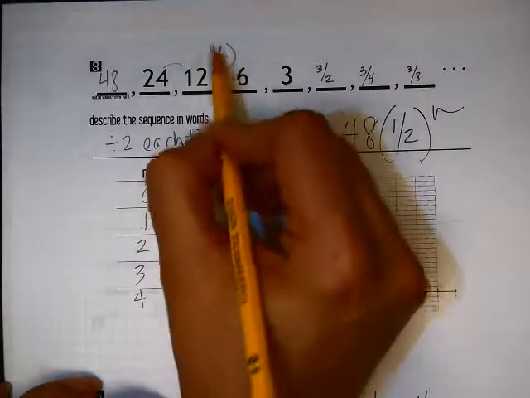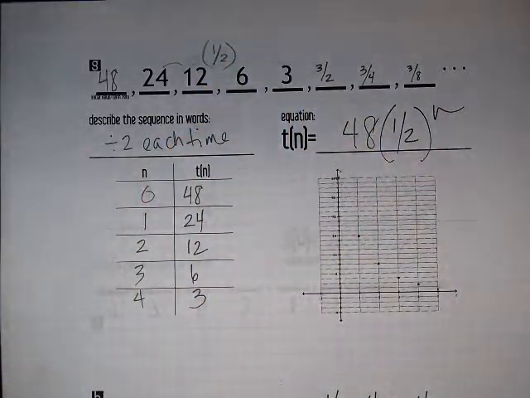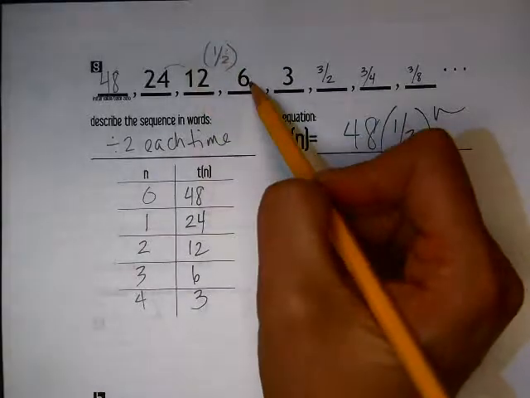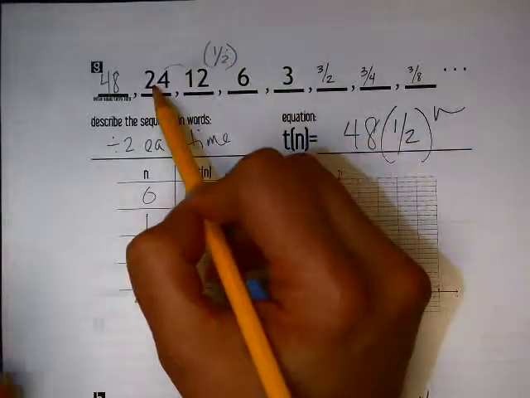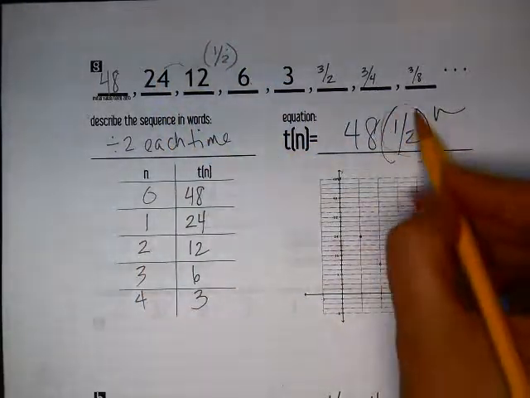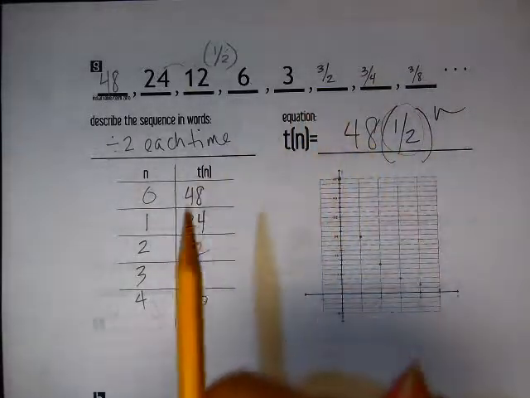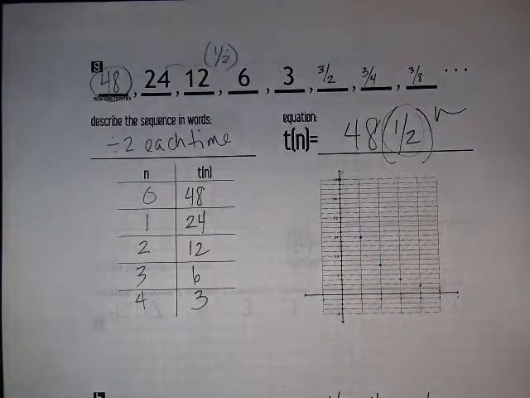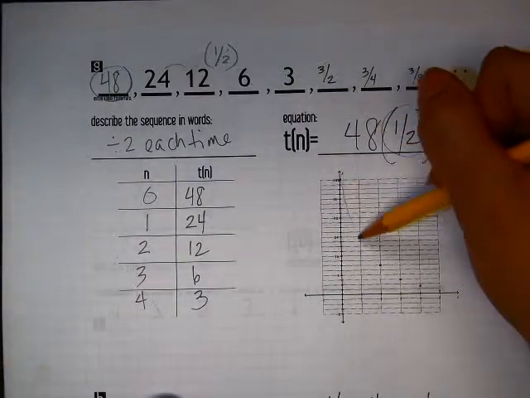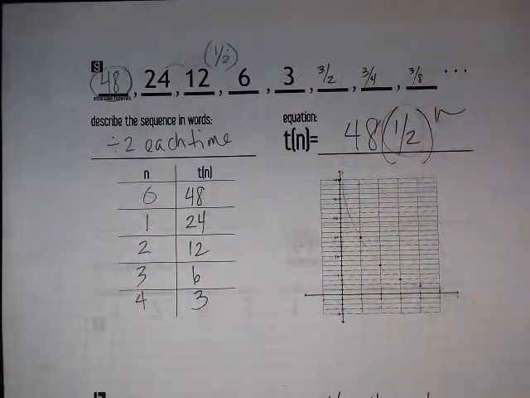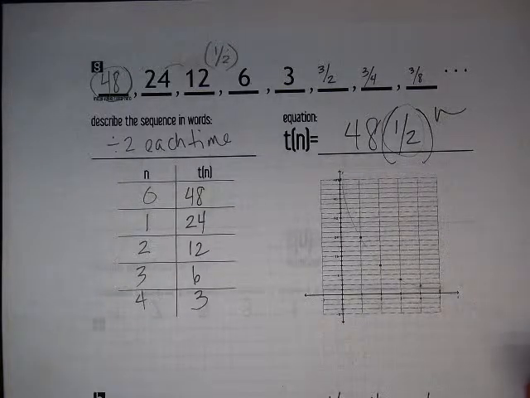I know some of you prefer to say dividing by 2, but the reality is half of 12 is 6, and half of 6 is 3, and half of 24 is 12. So it is multiplying by 1/2. We did always have to find our initial value. And if I were to connect all of these dots, you see you've got this nice little curve going. This is called an exponential function, an exponential curve.